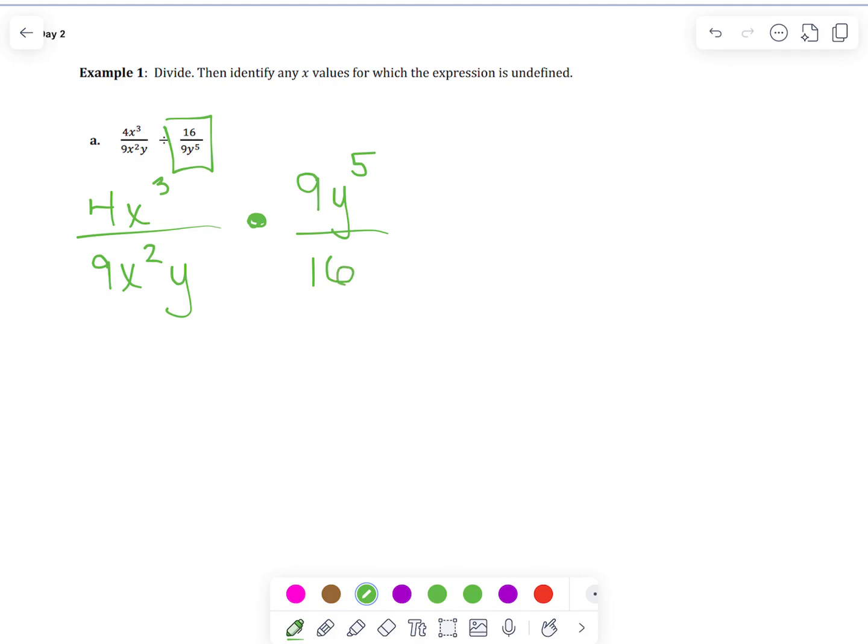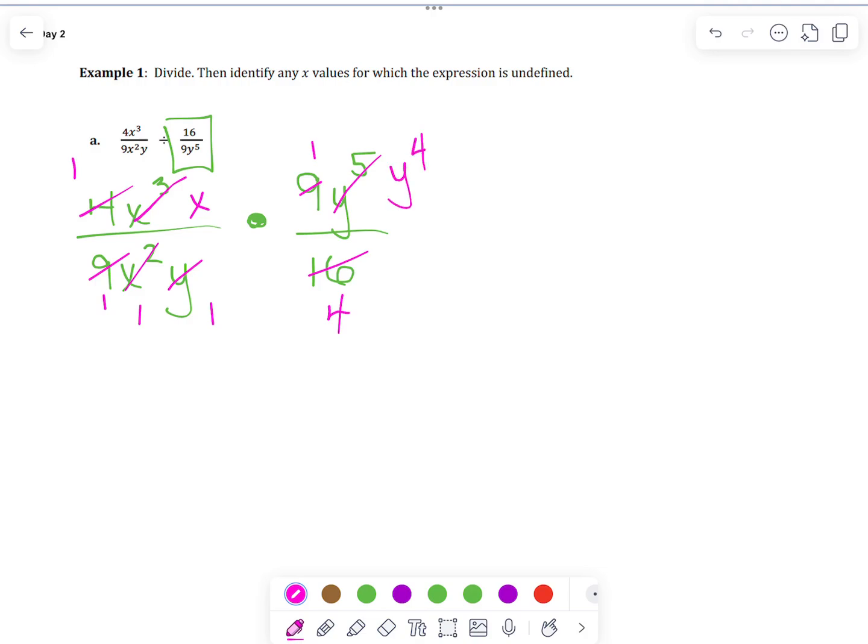Now, before I begin multiplying across, I reduce any common factors. So I have a common factor of 9, so both of those reduce to 1. I have a common factor of 4, so that becomes a 1 and a 4. We have a common factor of x squared, so that becomes an x and a 1. We have a common factor of a y, so that becomes a 1 and a y to the fourth.